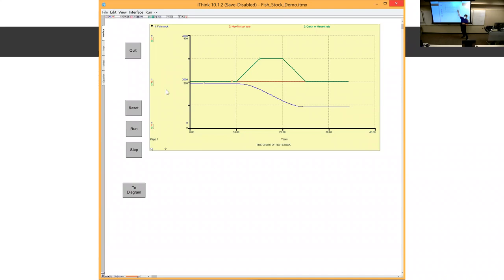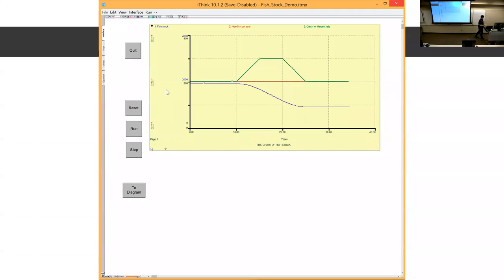So if they maintained a catch rate of 200 that would happen to match the regeneration rate of 200, then they could continue to catch 200 fish per year forever. And that's a sustainable outcome. That's what it's sort of communicating here. So that's the way we kind of read this graph here.